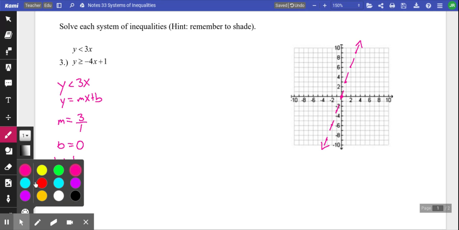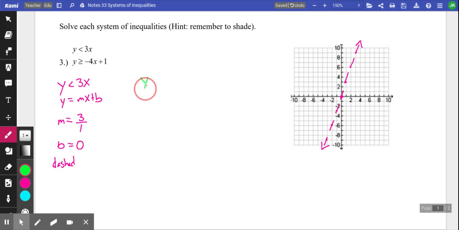Now I'm going to get my second inequality, which is y is greater than or equal to negative 4x plus 1. I'm going to compare this to y equals mx plus b, and it is also already solved for y, so I can directly get my slope and my y-intercept. The number in front of x is negative 4. I'm going to put that as a fraction, negative 4 over 1, and the b, the y-intercept, would be positive 1.